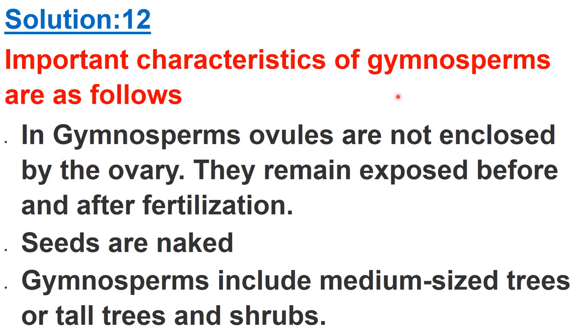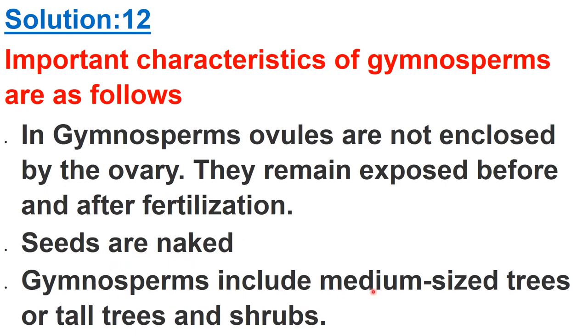Okay. Now the answer of question number 12 of NCERT, and the question is, write down the important characteristics of the gymnosperms, and the characteristics are as follows. So first is, in gymnosperms ovules are not enclosed by the ovary, means naked ovules are present, right? Naked seeds are present, you can see. They remain exposed before and after the fertilization. So this is the first thing about the gymnosperms. So we can say seeds are naked. Okay, both things are related. Like when the ovules are not enclosed by the ovary, seeds will be naked. Okay, so two separate points are made. Ovules are not enclosed by the ovary, and that's why seeds are naked.